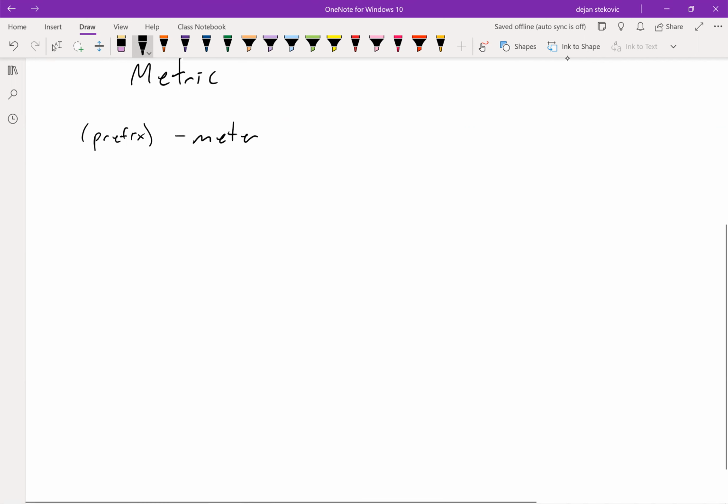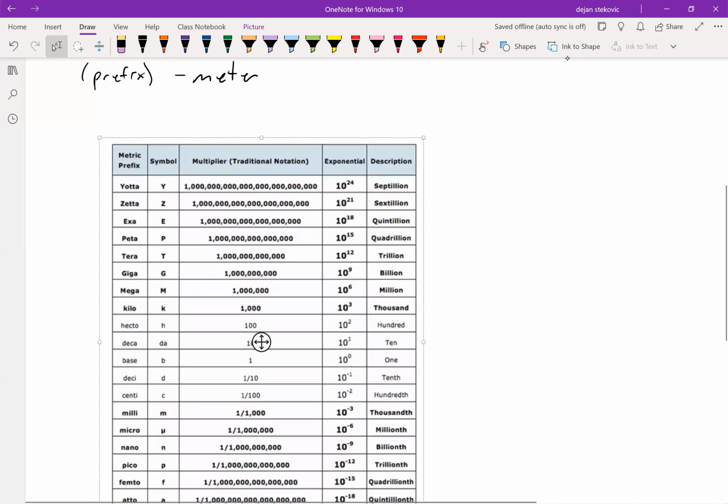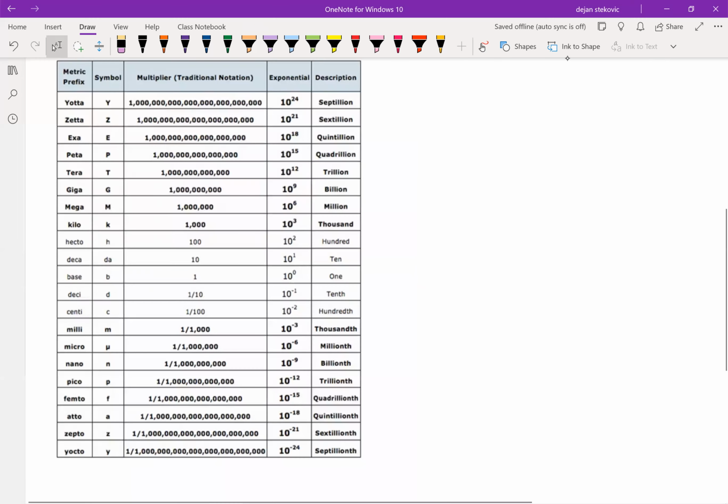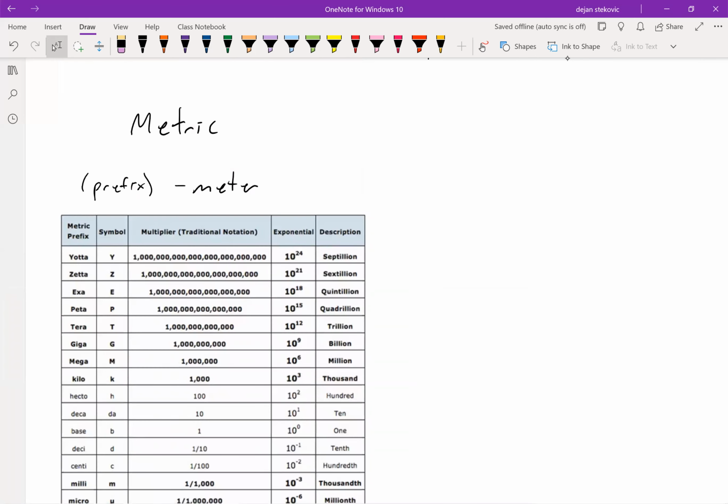And so there's a lot of prefixes. The vast majority of them aren't used on a common basis. But they all basically mean something else, right? And so the prefixes are always the same, and then what you're talking about at the end changes, right? Whether you're talking about a length, you're talking about meters, whether you're talking about time, you're talking about seconds, whether you're talking about mass, you're talking about grams. And so there's all the prefixes, the symbols, how big they are, the exponential, and then the description.